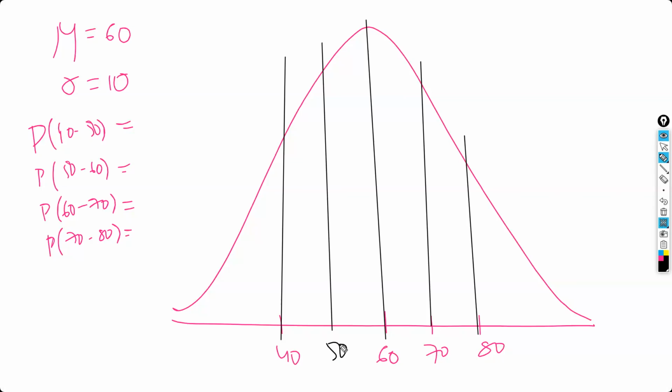Completed? Tell me, what are the values? First one, 40 to 50. Start with the 40 to 50 in your notes. 40 to 50 you have done now. 0.135 done. What is the value of 50 to 60? 0.34.